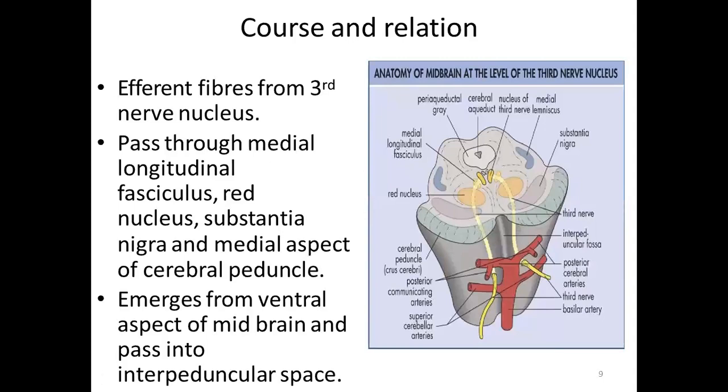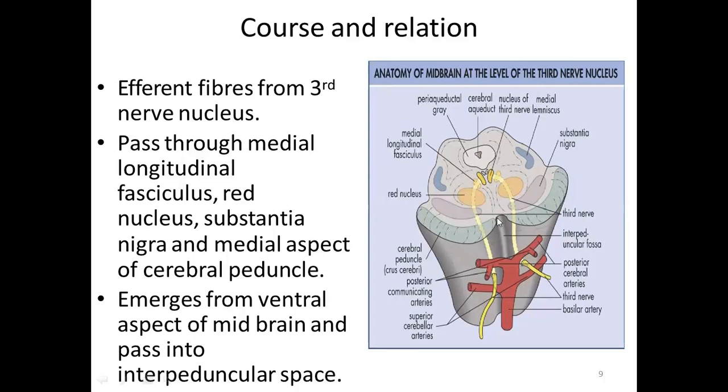Different fibers from the third nucleus pass through the medial longitudinal fasciculus. You can find the medial longitudinal fasciculus here, and downwards, the red nucleus, then the substantia nigra, and the medial aspect of the cerebral peduncles. These are the relations. The red nucleus and substantia nigra you can find in this midbrain section.